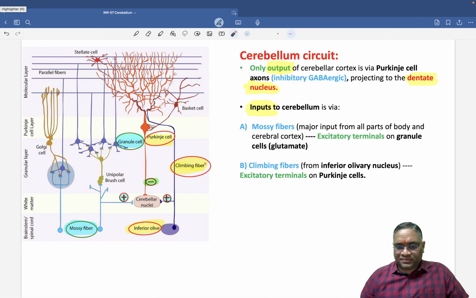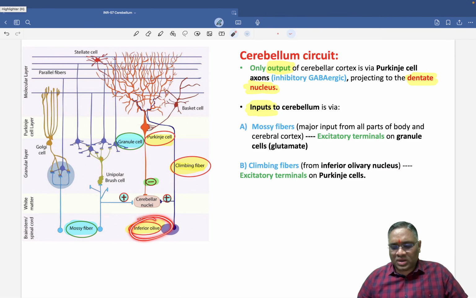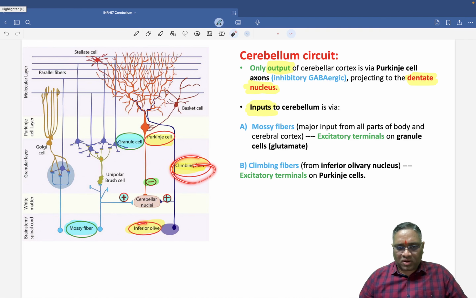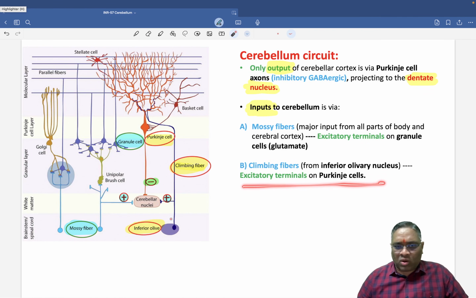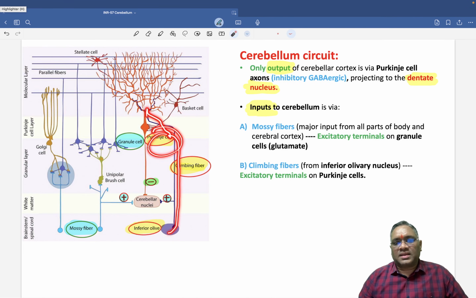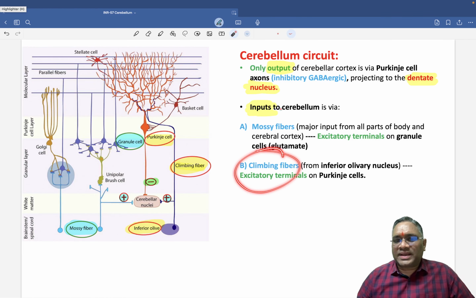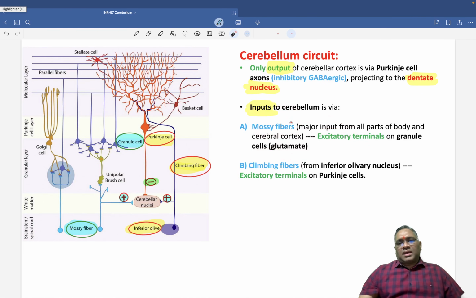Climbing fibers. The climbing fiber arises from the inferior olivary nucleus, right? The climbing fiber comes from the inferior olivary nuclei, and they have an excitatory terminal on the Purkinje cell. So now you can see the climbing fiber is going here, and its excitatory terminal is on the Purkinje cell. So this is what we are seeing: both are excitatory, mossy and climbing fiber, right?